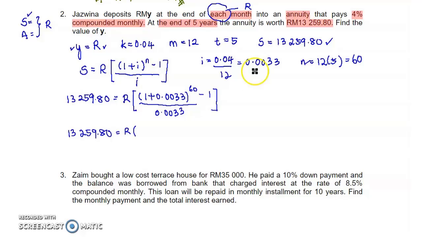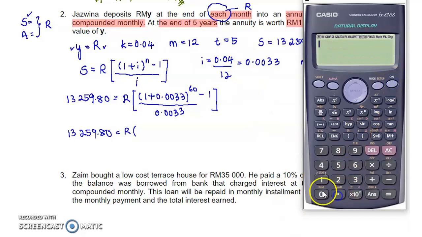Those who want to use a fraction for value I, also no problem, but later on your answer will be slightly different. For example, 0.04 divided by 12, in fraction is 4 over 12, or 1 over 300. No problem, but if you use a fraction, your final answer will be slightly different from what I show here, because it will use all the decimal places. No problem, as long as your method, calculation and substitution are correct.